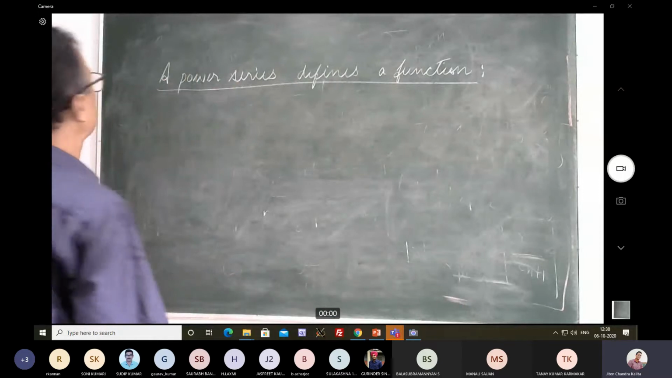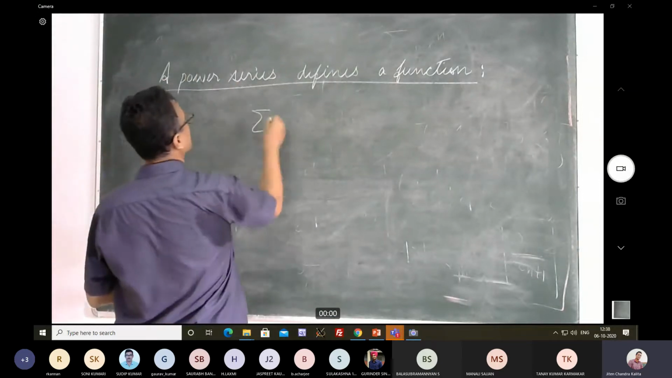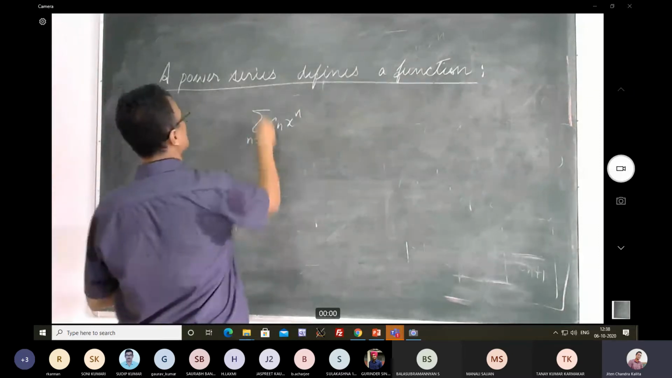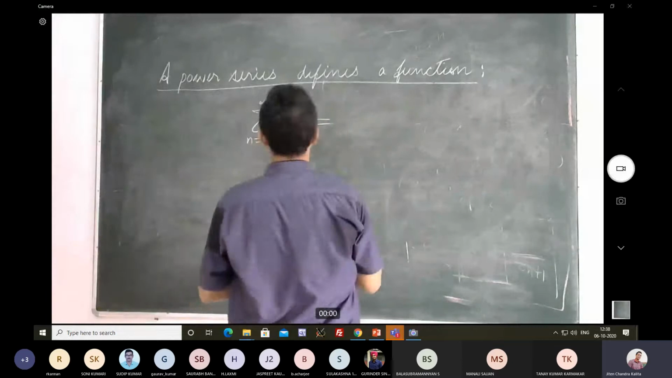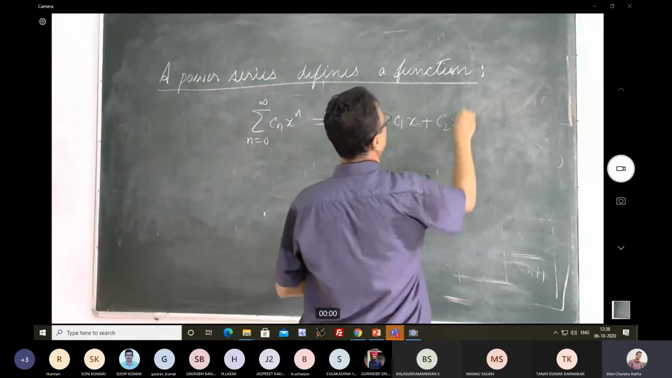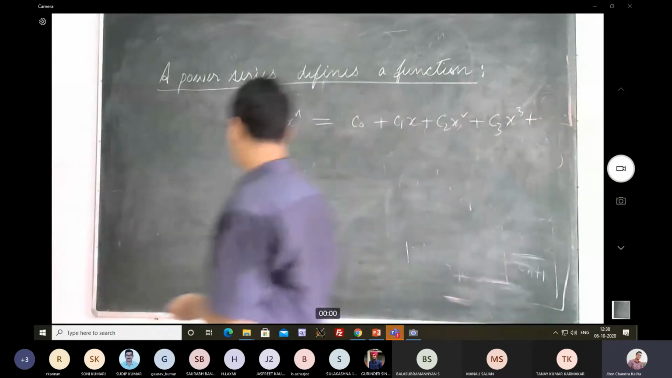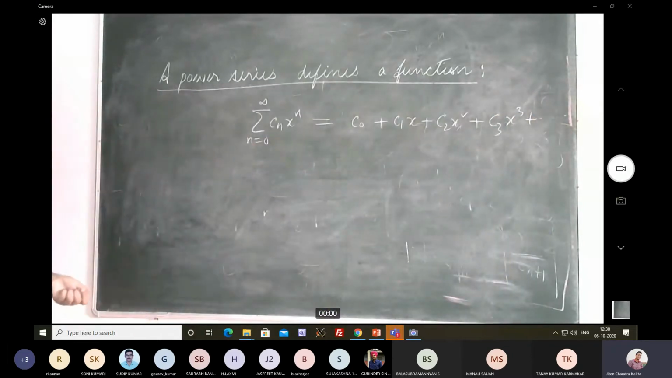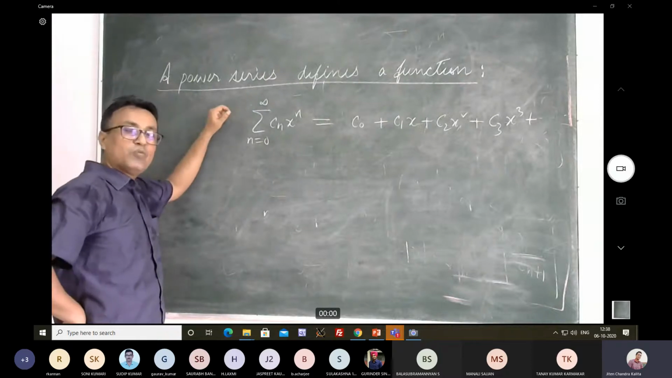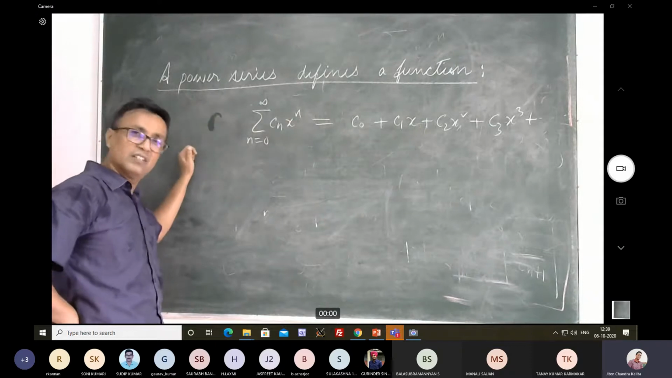Suppose I am considering this series with C n as the coefficients: C1 x, C2 x squared, and so on. Obviously, what you can see is that we can do term by term differentiation here, because this is nothing but a polynomial. Is it okay?